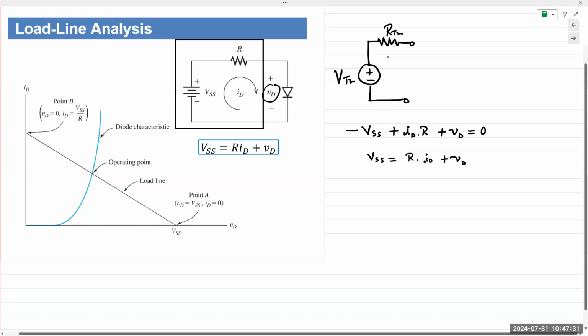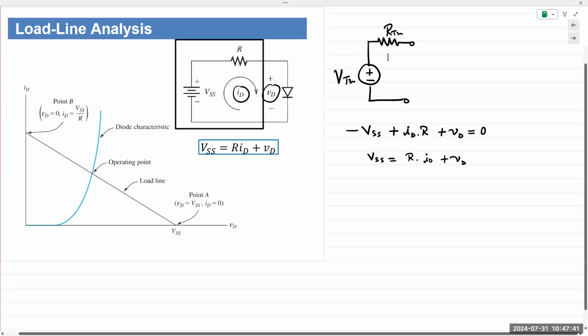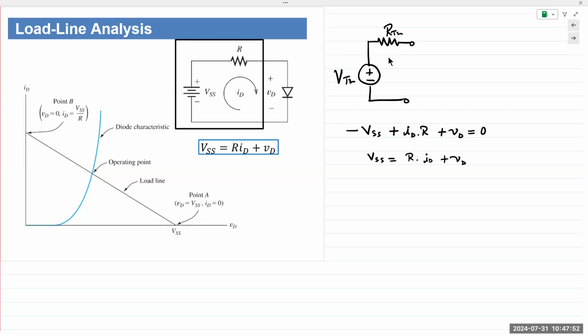Here, we have two unknowns, the diode voltage VD and the diode current ID. If you have two unknown variables, how many equations do you need to solve for those two unknown variables? Two, right? But we don't have two equations. We only have one equation.